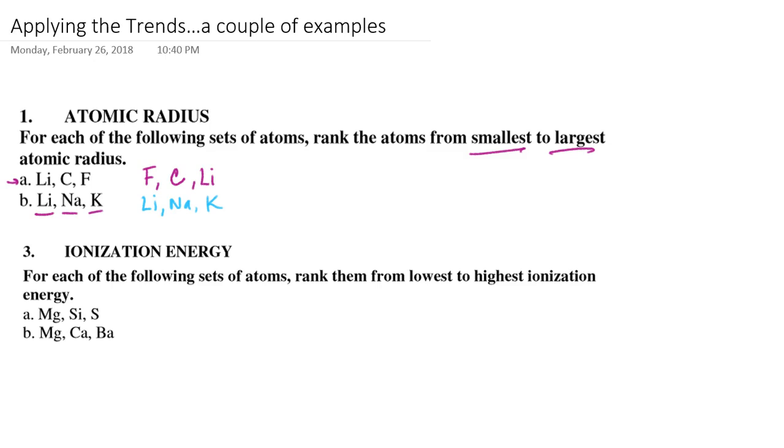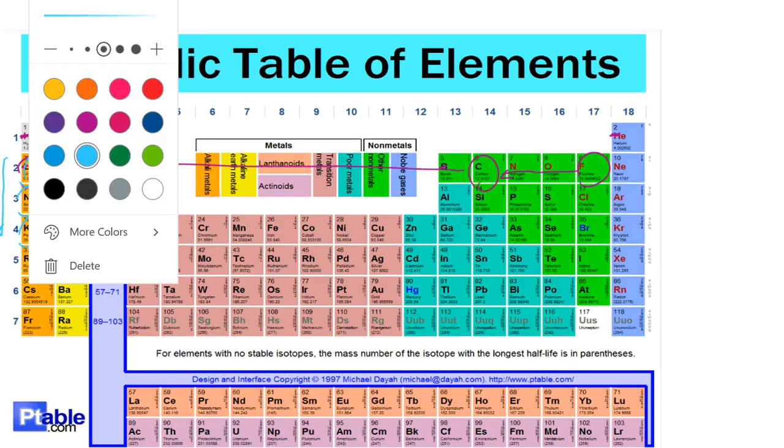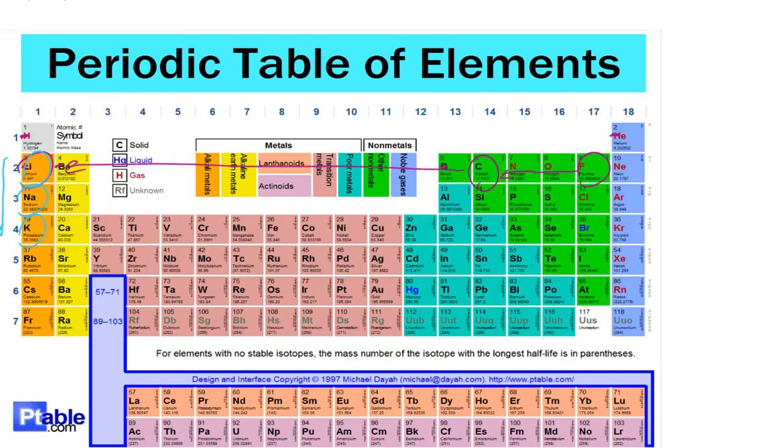Now, let's consider ionization energy. Okay, so now I'm supposed to rank these elements from the lowest to the highest ionization energy. So basically, the element for which it's easiest to remove electrons to the one where I have the most difficulty. So I have magnesium, silicon, and sulfur. So going to the periodic table, I have magnesium, silicon, and sulfur.